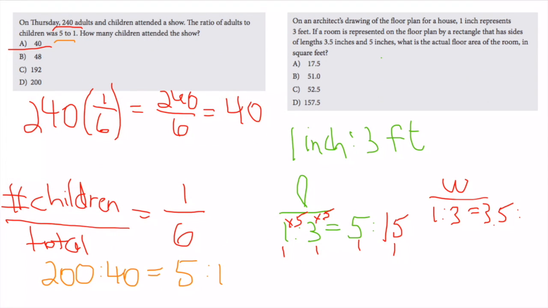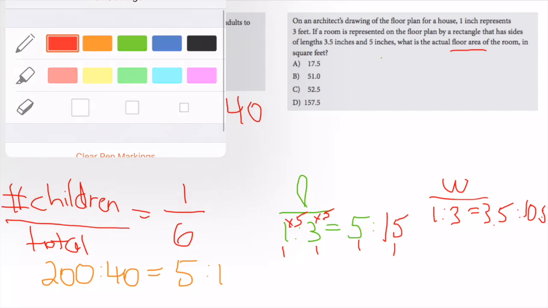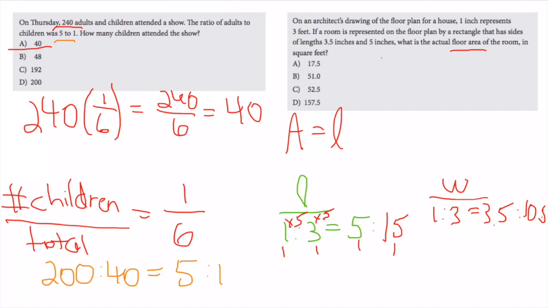Sorry, that's a lie. I lied to you. 10.5. Okay, and then they want to know the floor area. So now I can take my length and width and just multiply them. So area equals length times width. In this case, that equals 15 times 10.5, which gives me 157.5.